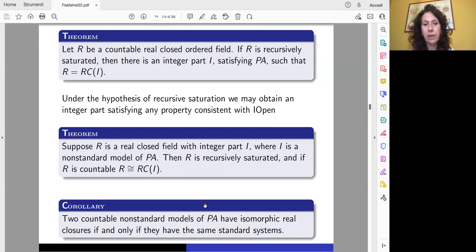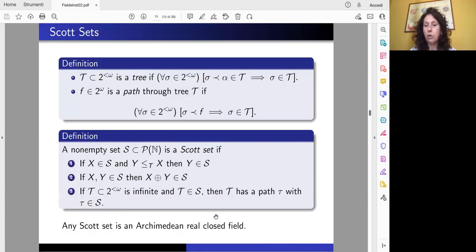It turns out that two countable non-standard models of Peano arithmetic have isomorphic real closures if and only if they have the same standard system. And this is a notion that I'm going to introduce, because it will be needed also later.